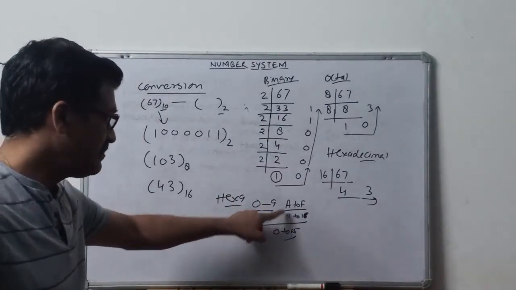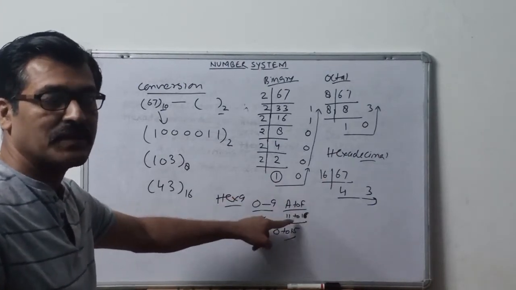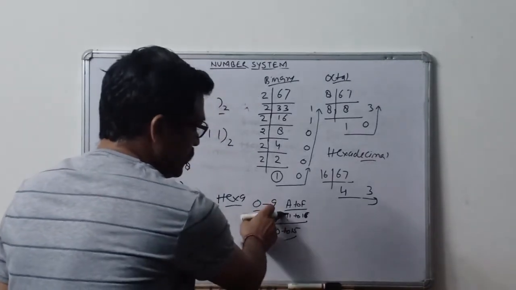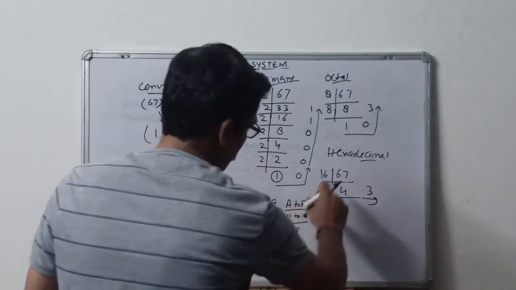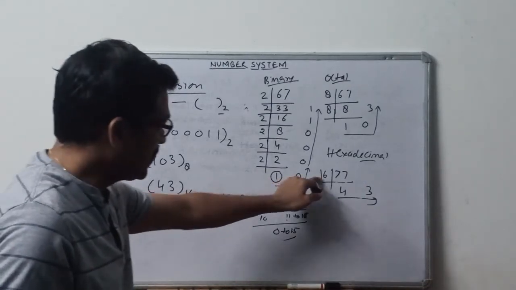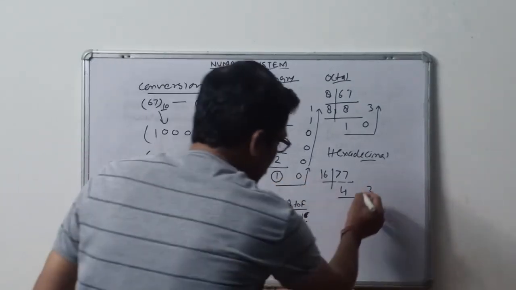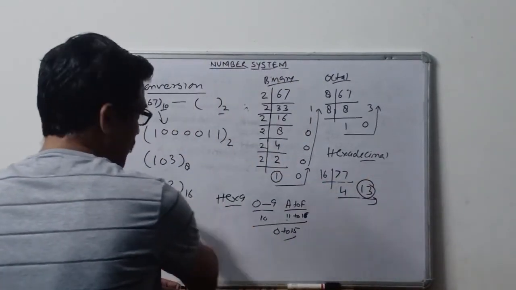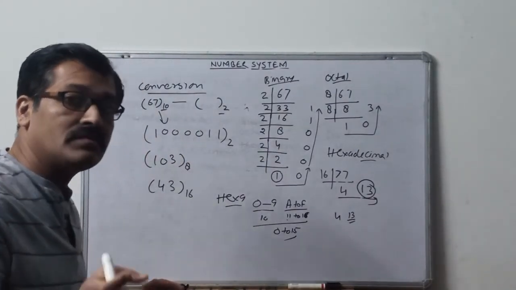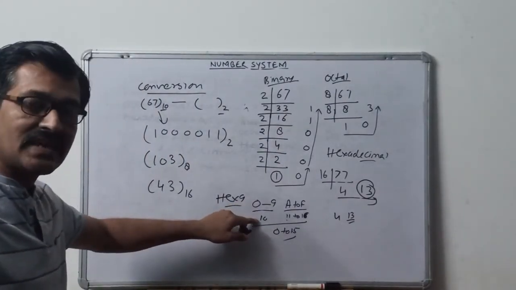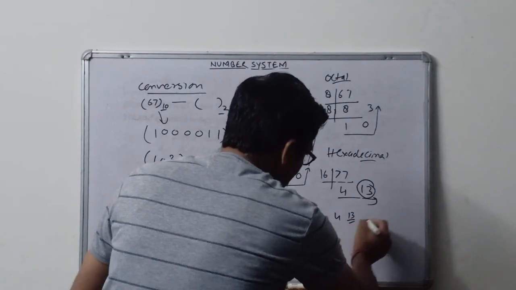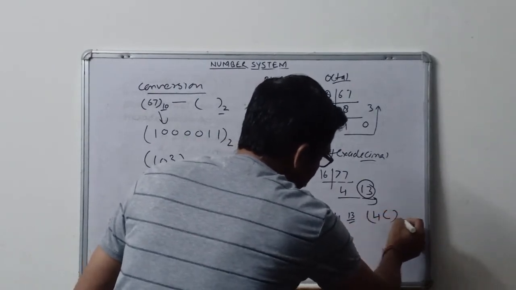So for 11, we'll write A. For 12, we'll write B. For 13, C, and so on. So for hexadecimal, you have to keep it in your mind. Just suppose, if it will be 77, so 16 fours are 64, and the remainder is 13 now. So the result will be 4 and 13. 13 will be converted into alphabet. 0 to 9, 10 digits are here. 11 A, 12 B, 13 C. Then the result will be 4C in hexadecimal.